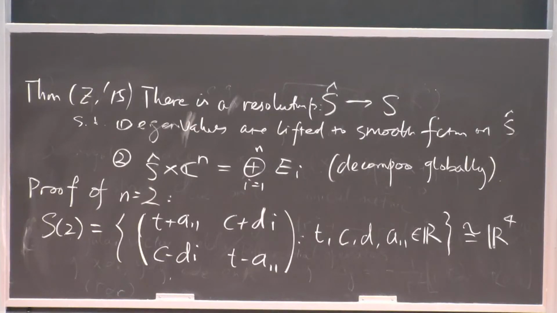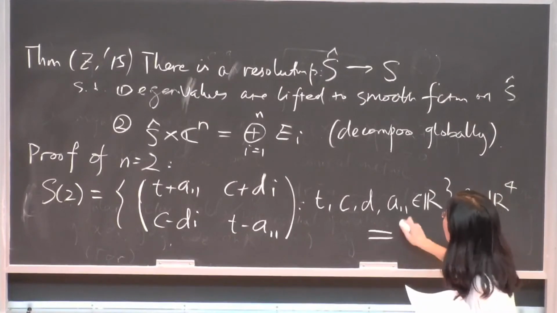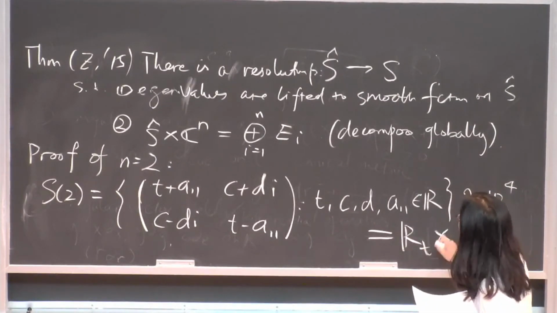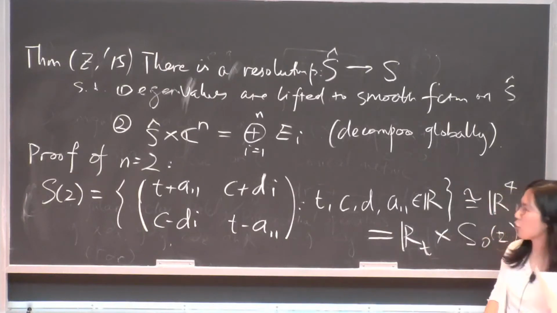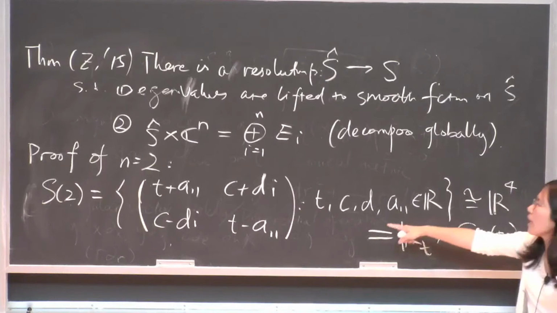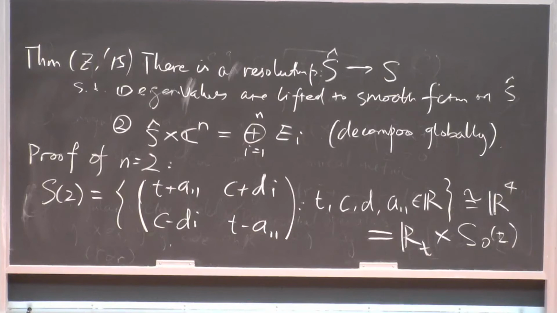The next computation. Before I talk more about computation, let me say that this is identified to be R_T cross S_0 and S_0^2, which is just saying that I'm going to take out this T because this trace is harmless, and this is a space of traceless self-adjoint matrices.